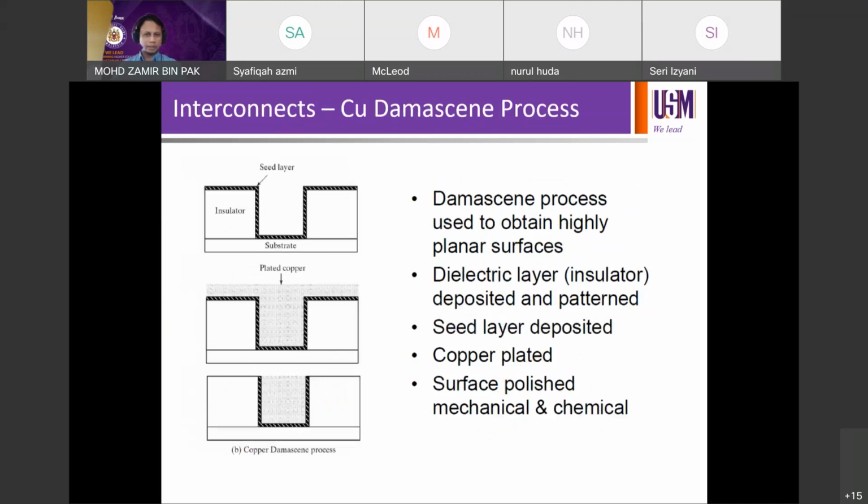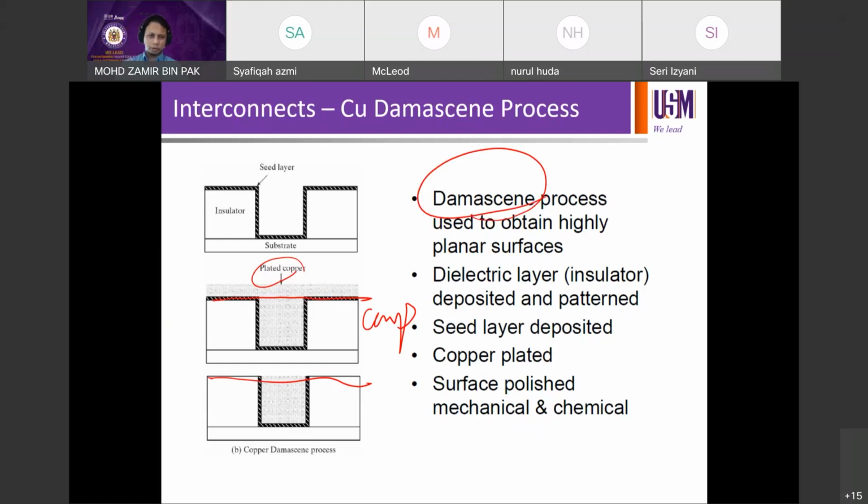Another process called copper damascene process. Copper damascene process. So where you coat your seed on the insulator, then you plate copper, you planarize copper. Okay, you plate copper and then you CMP the copper, then you're gonna get a planarized copper surface, right? Damascene process used to obtain highly planar surfaces. Kalau you pergi Silterra, then there's going to be one training room named Damascene. Okay, there's a training room named after process name, right? Damascene, whatever. Saya lupa lah, tapi I still remember this Damascene training room.